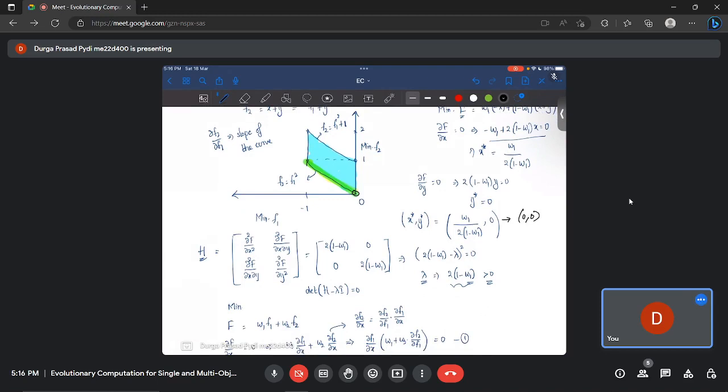That will be just one stationary point. If you continuously vary w1, you will get so many other points, and once you plot all of them, you will get the entire Pareto front.